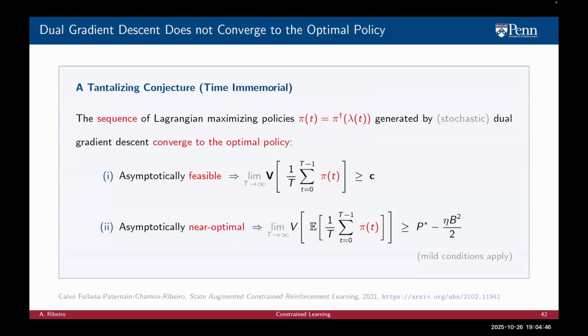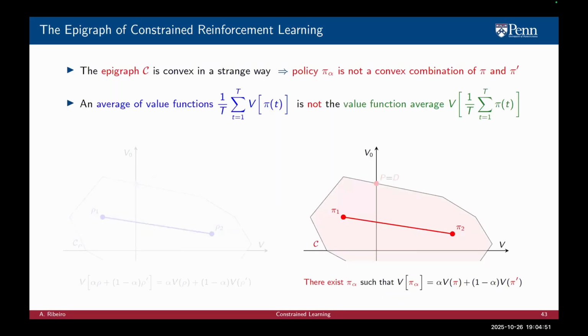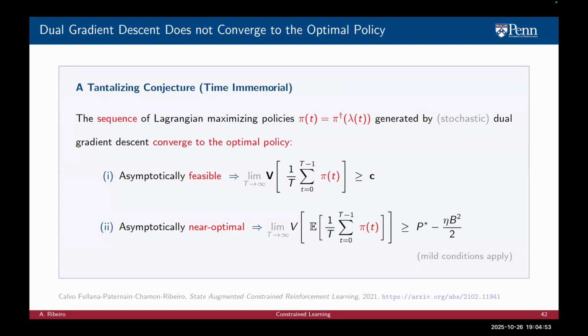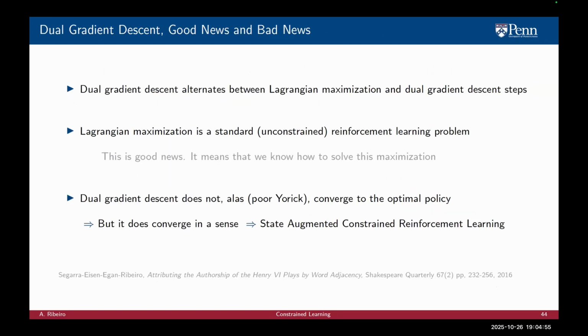However, algorithms are not straightforward, okay? Because that's what you can prove. This is what you would like to prove. This is what you can prove. This is what you would like to prove. These two things are not the same. And that's what is summarized here. As I like to say, alas, poor Yorick, dual gradient descent does not converge to the optimal policy. And I do want to point out that I have earned the right to cite Shakespeare.